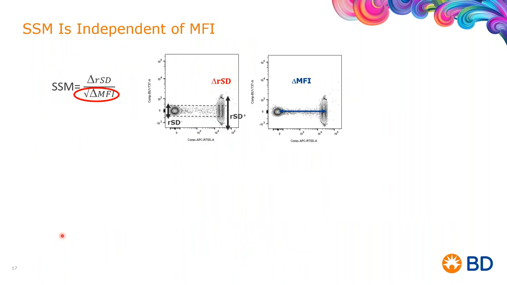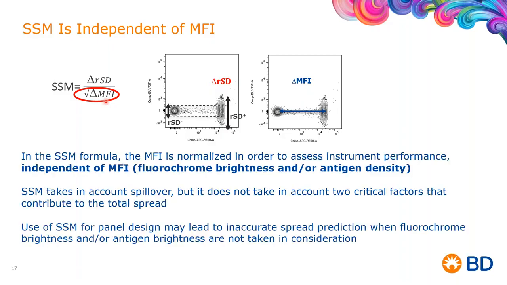So let's go back to the SSM. Why is this happening? This is happening because the SSM, as I showed before, is independent of MFI. By dividing by the square root of the delta MFI, Mario Roederer and his team were eliminating from the equation the contribution of brightness or MFI to spread. And this was done on purpose. If you read the paper, it's very clear.